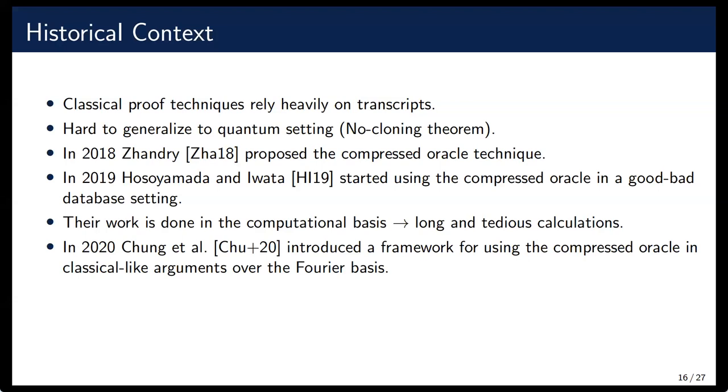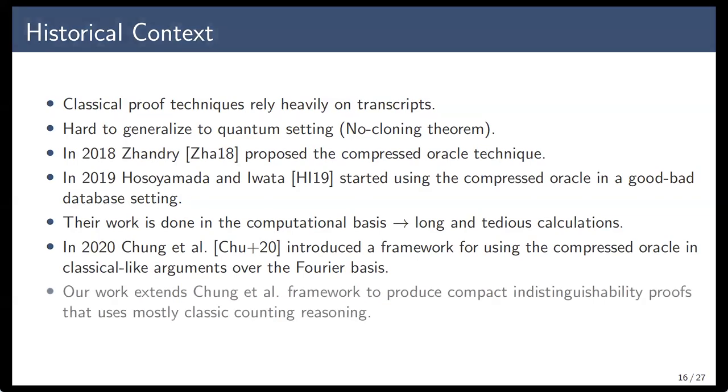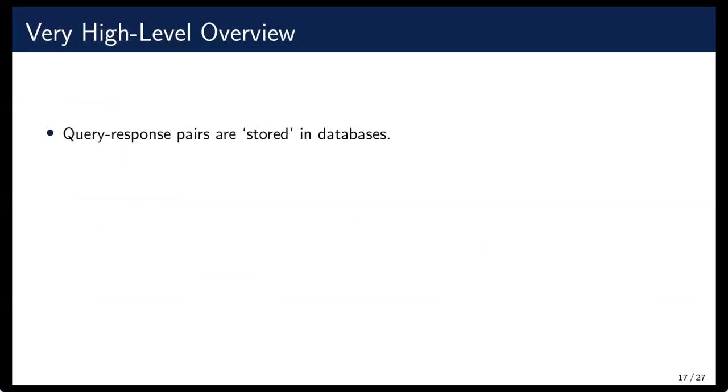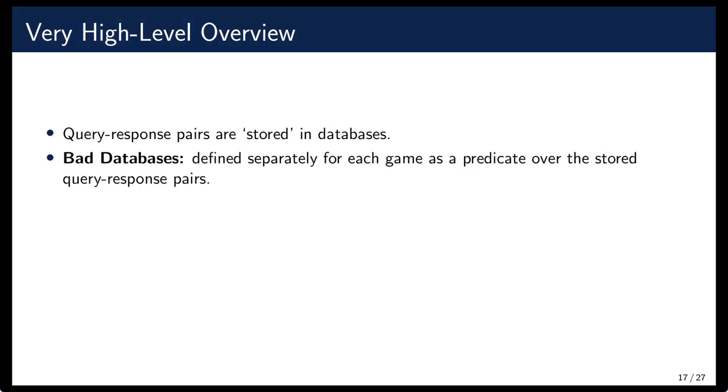Luckily, in 2020, Chung et al. introduced a new framework for using the compressed oracle in a more classical-like argument over the Fourier basis, and our work extends Chung et al.'s framework to make compact indistinguishability proofs that use classical counting reasoning, more or less. So, a very high-level overview of our framework. Now query-response pairs are stored in a quantum way in the database, which is like a transcript. We can now define bad databases for each of the game's failure conditions or the ideal world as a predicate of the query-response pairs.